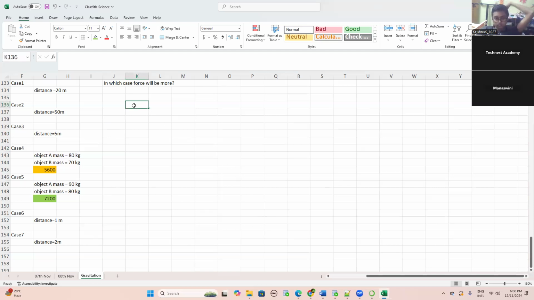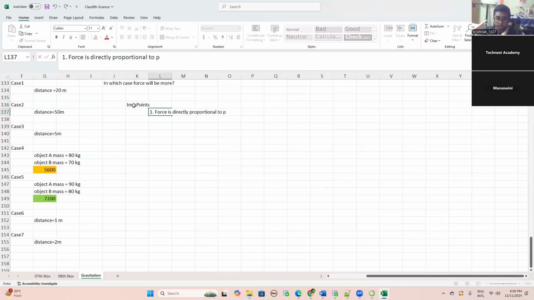So we have 2 points now. I will write here the important points. Point number 1, force is directly proportional to the product of masses. Point number 2, force is inversely proportional to the square of distance.